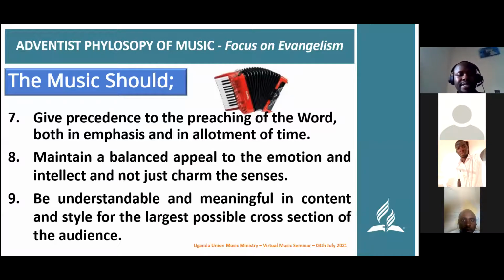The other point is to be understandable and meaningful in content and the style for the largest possible cross-section of the audience. We have very many people using different styles of music. Even today in our church, it's a challenge.